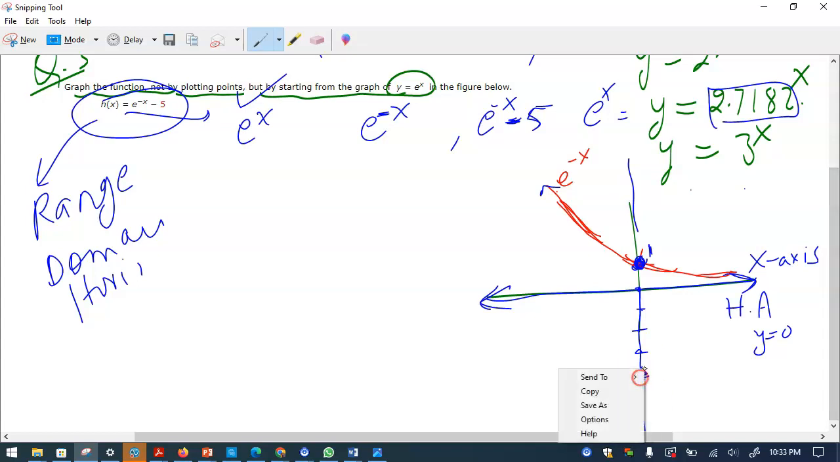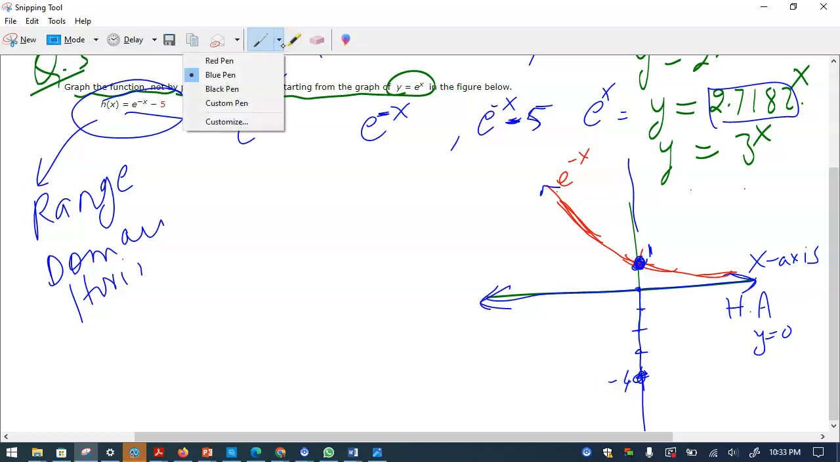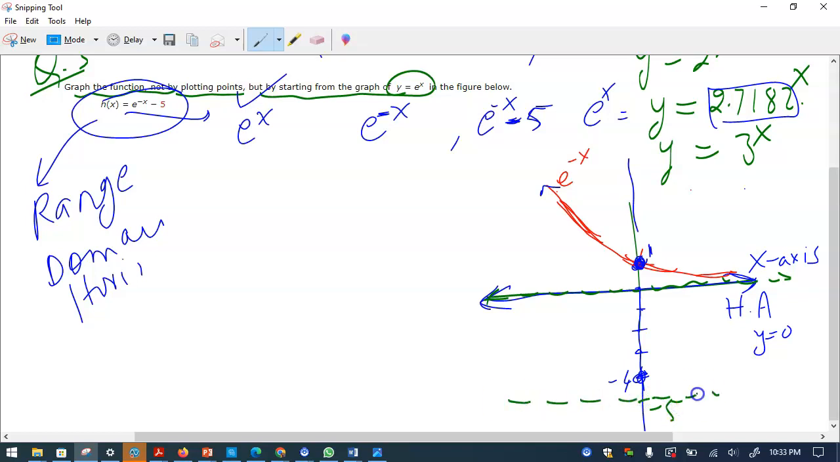So this will go till minus 4, and the horizontal x-axis, let's use some different color. The horizontal asymptote, this horizontal line, will also go down 5 places. That means it will go till here. So this will be the horizontal asymptote.